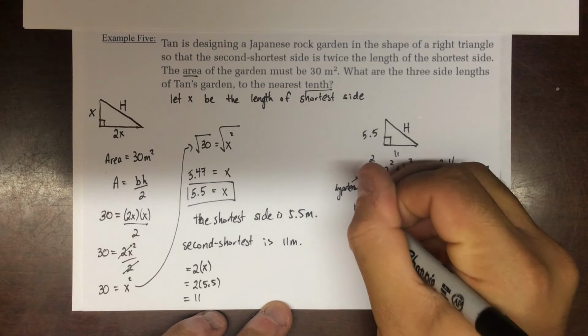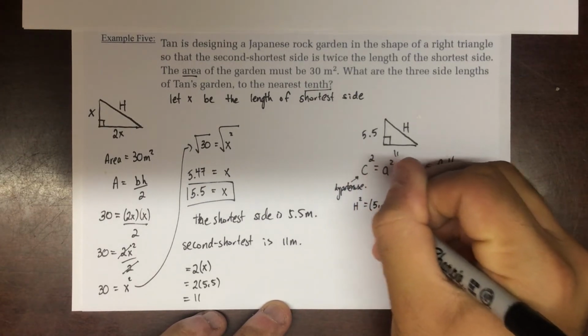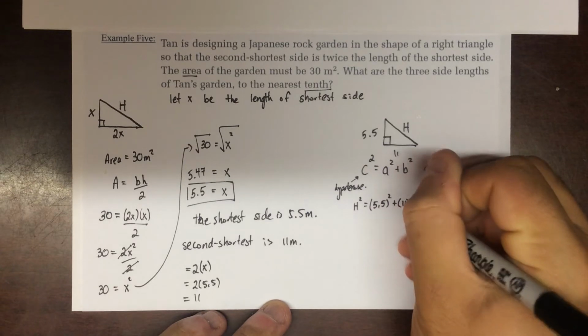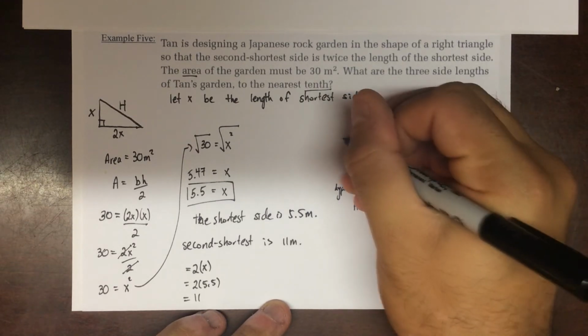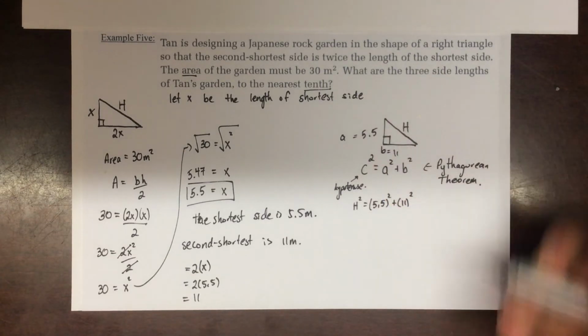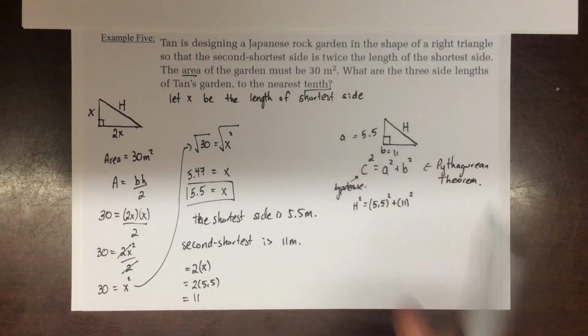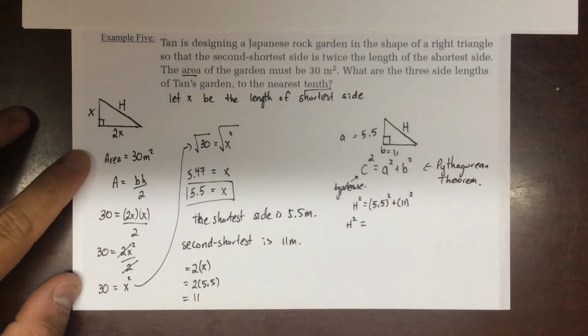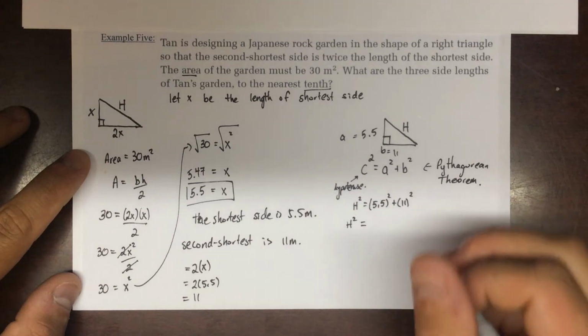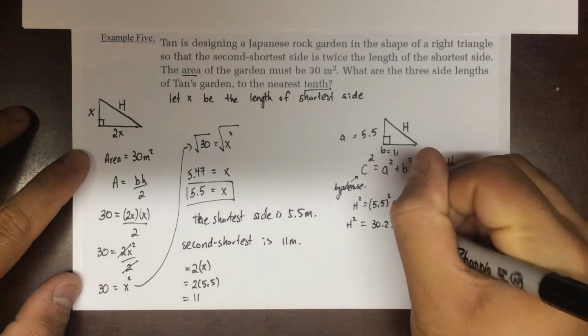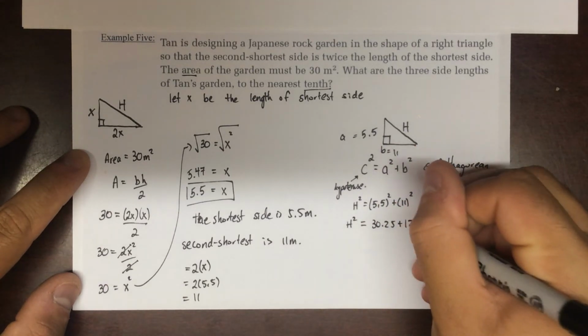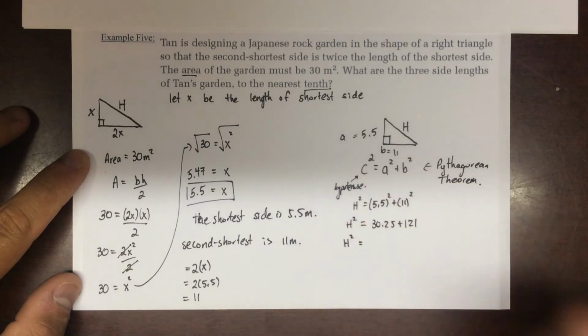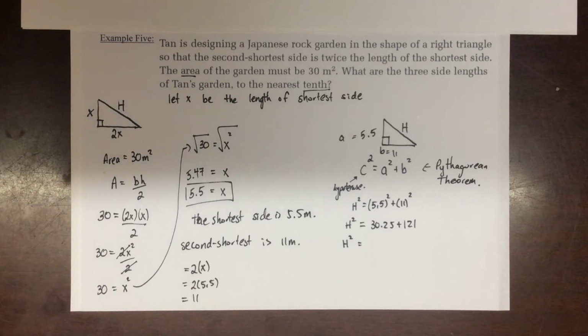So I can say that h squared equals 5.5 squared plus 11 squared. This would be A, this would be B. They could be interchanged as well. They're not set. They could change. Now, let's solve for h. h squared equals 5.5 squared is 30.25 plus 11 squared is 121.